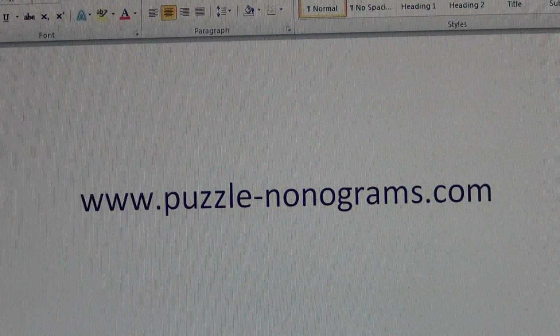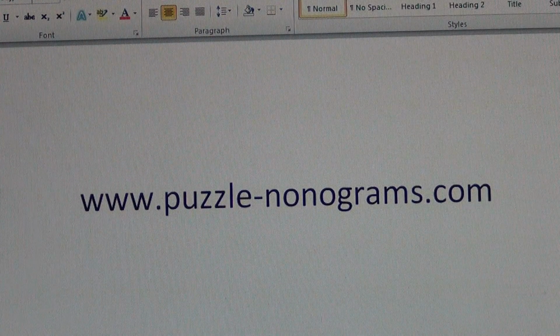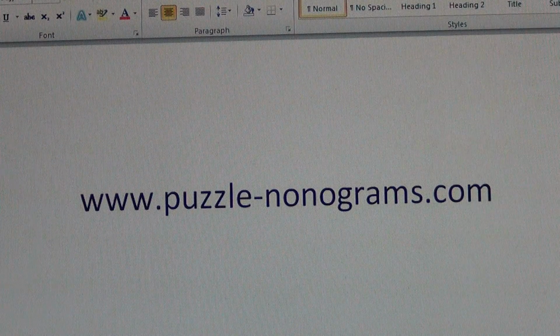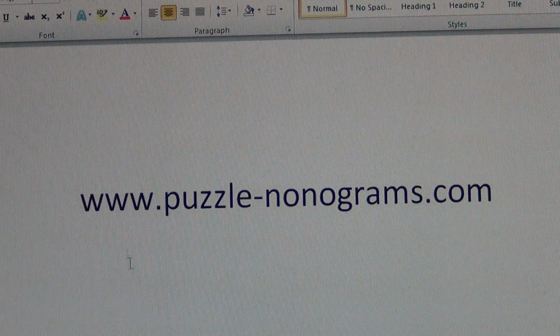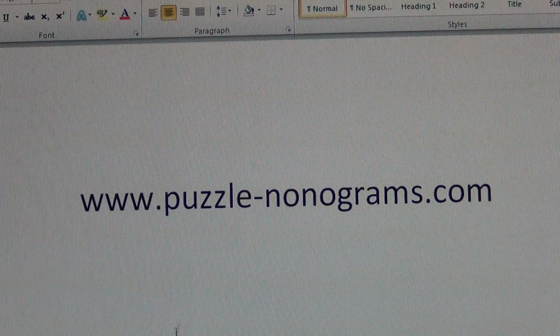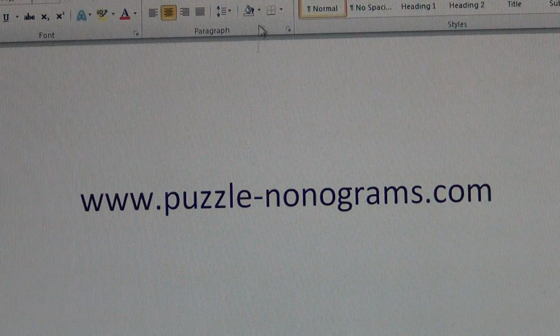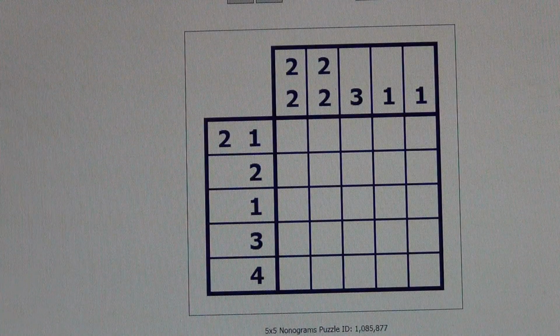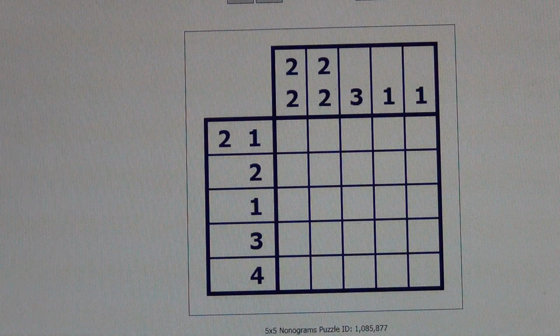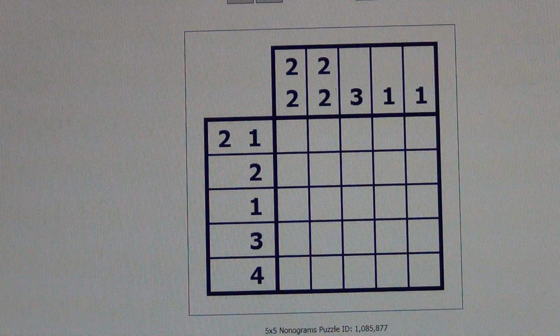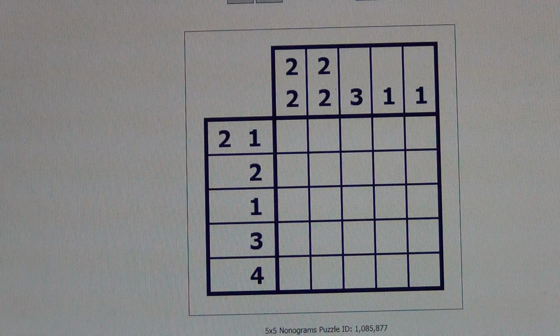A YouTuber requested that I make a video showing how to solve nonogram puzzles. I found a good site, www.puzzle-nonograms.com. If you go to that site, they have online puzzles you can solve. Here's an example of a nonogram puzzle. This is a 5x5 nonogram.